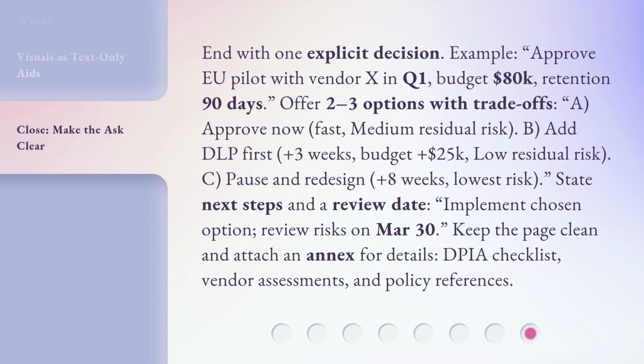State next steps and a review date. Implement chosen option. Review risks on March 30th. Keep the page clean and attach an annex for details. DPIA checklist, vendor assessments, and policy references.